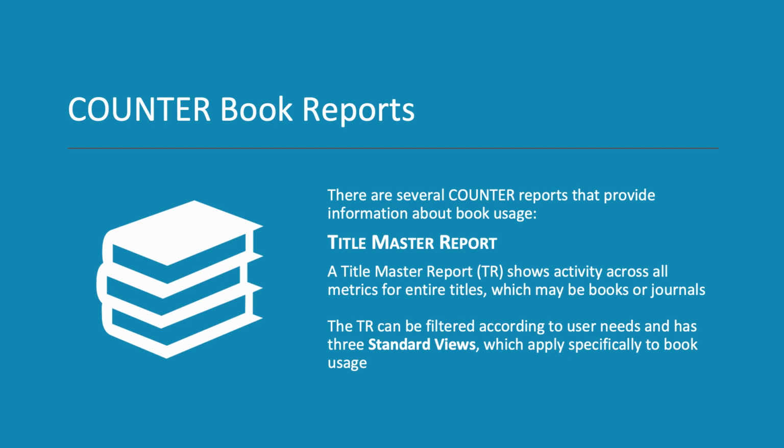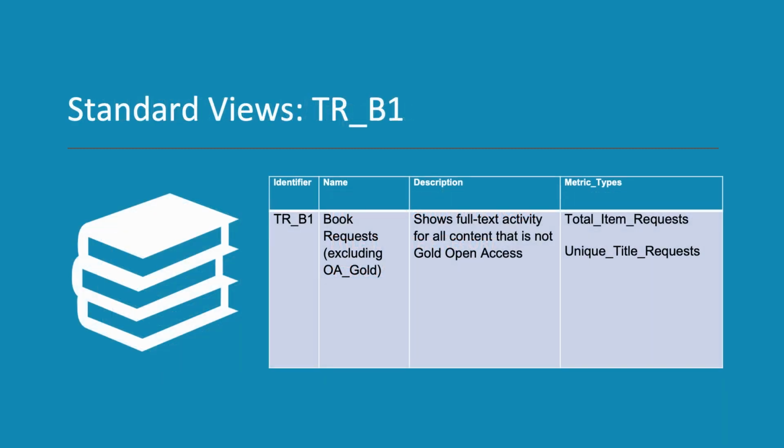A Title Master Report, or TR, shows activity across all metrics for entire titles, which may be books or journals. The TR can be filtered according to user needs and has 3 standard views which apply specifically to book usage. TR B1 is the standard view which reports on book usage. It uses just 2 of the counter metrics: total item requests and unique title requests. TR-B1 excludes Gold Open Access books and only reports on those where access is controlled. Remember that a request indicates that a user has viewed or downloaded a full-text content item.